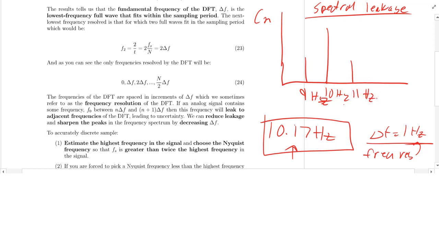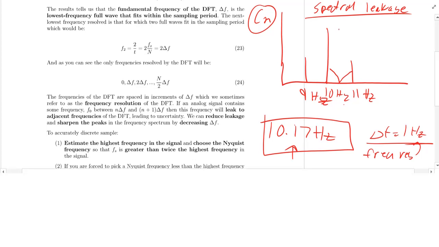The 10.17 is going to be mixed. Basically, we're not going to be able to measure that frequency here. So whatever that frequency is, or whatever the contribution to the harmonic coefficients, it's going to be split. It's going to leak into this frequency, and it's going to leak into this frequency. Now, this is a dangerous kind of scenario when you're talking about engineering, right?